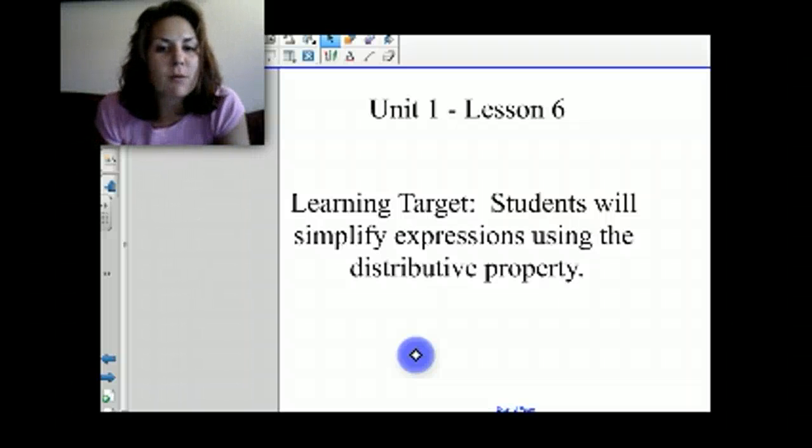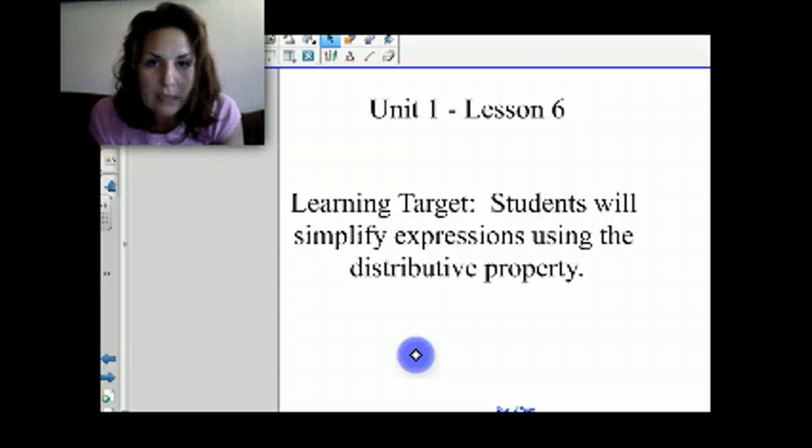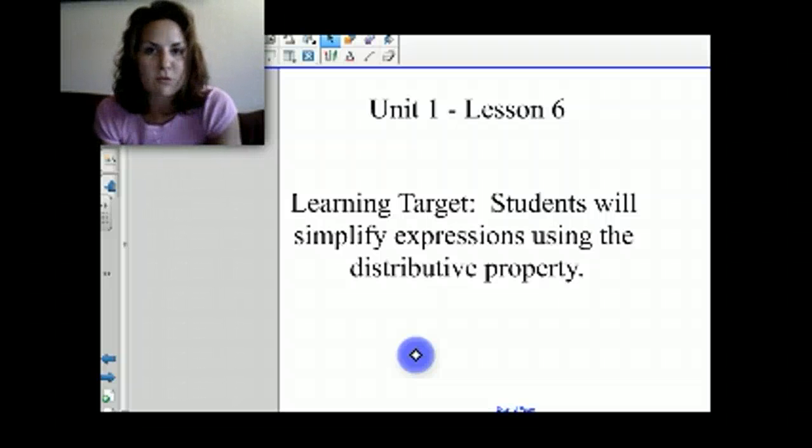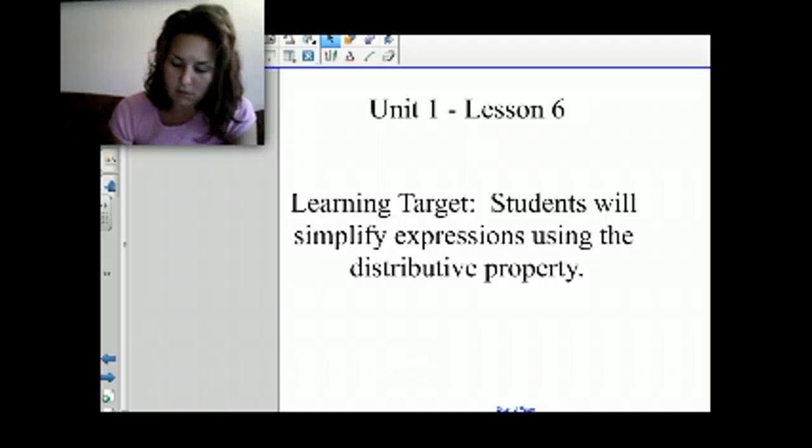Our learning target today, we're going to simplify expressions using the distributive property. I'm sure a lot of you are familiar with this, but it's going to be such an ongoing topic that we really want to make sure we've got it nailed down. So, make sure you have your notebook out.